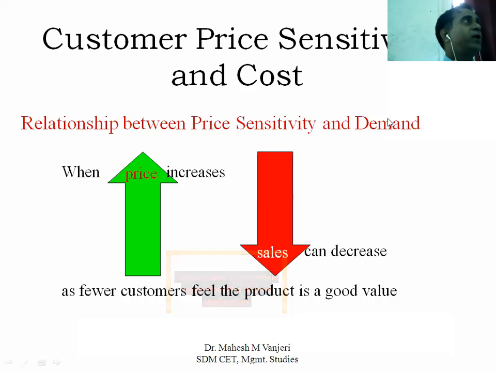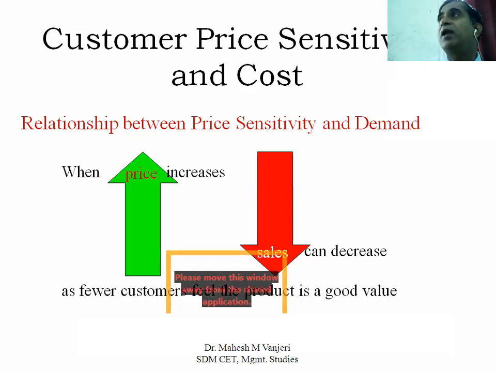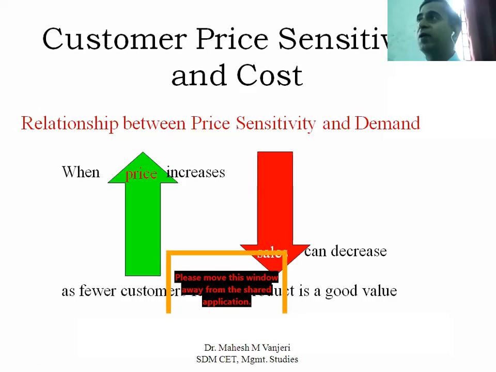So the relationship between price sensitivity and demand. India basically is a price sensitive market. You need to know this. There are other segments of customers who may not be price sensitive, but you can consider that on an average India is a price sensitive market. Consumers are highly sensitive to prices.